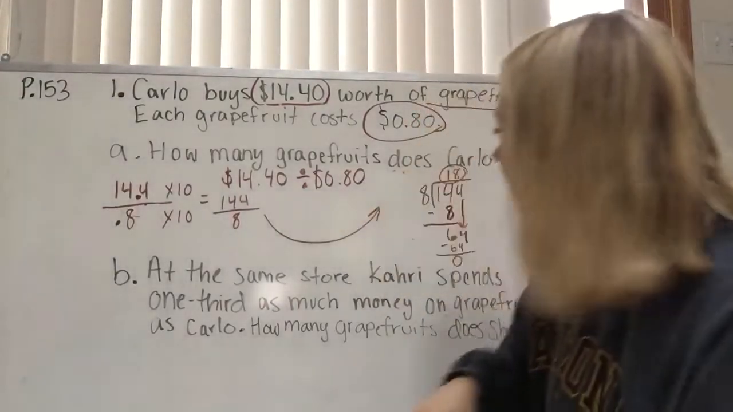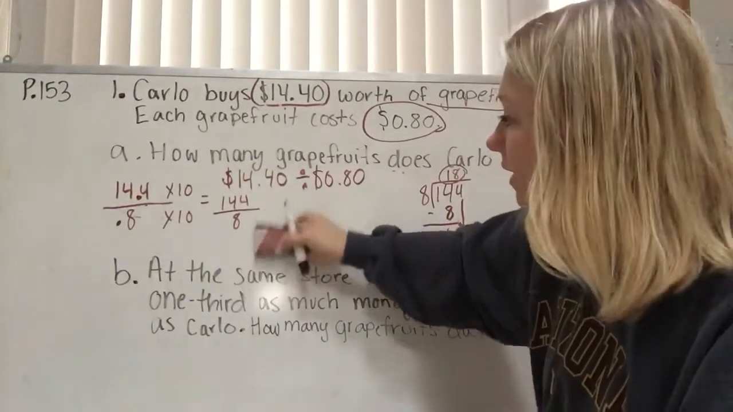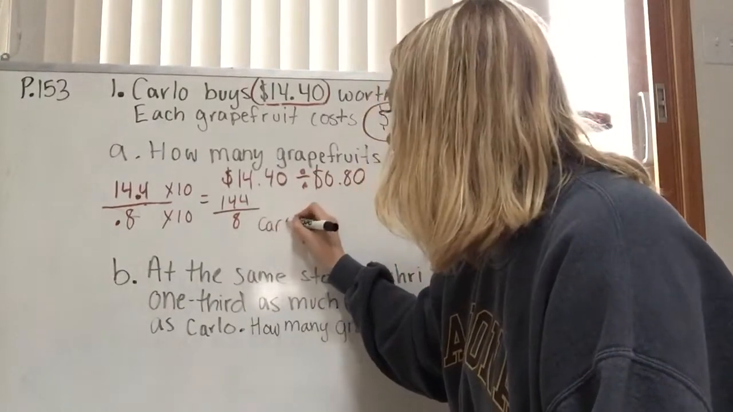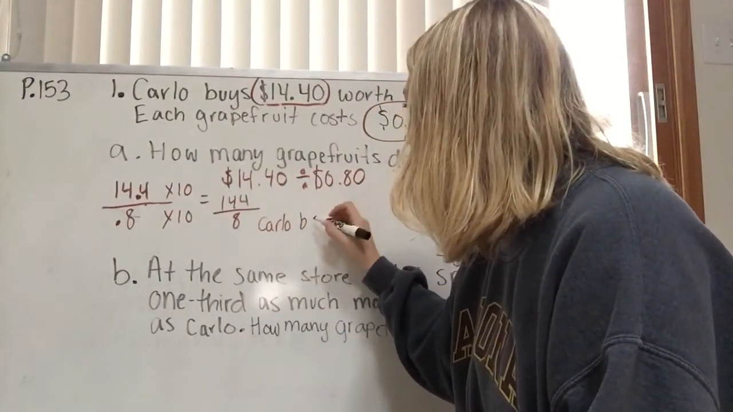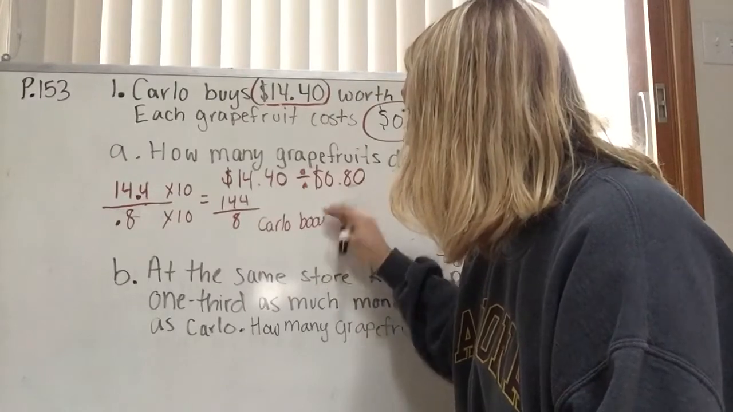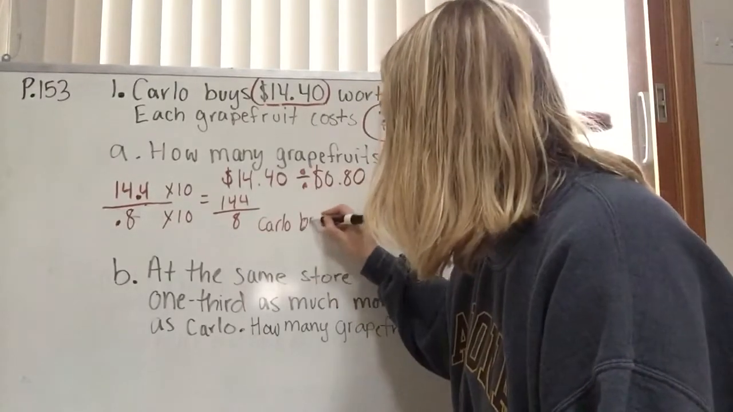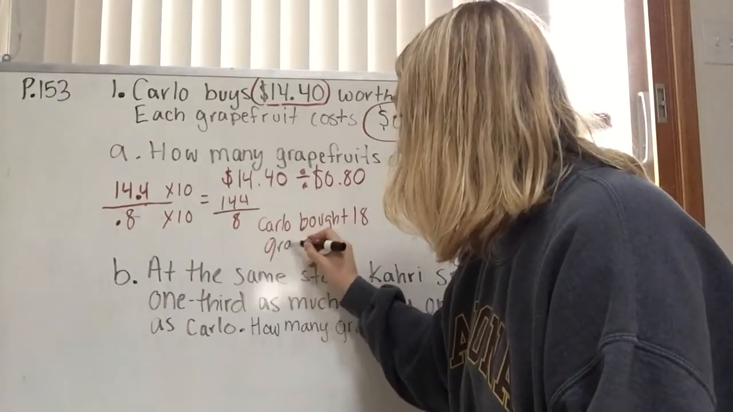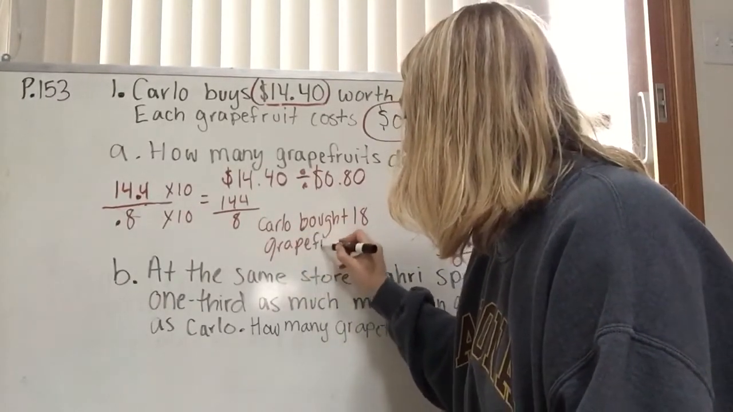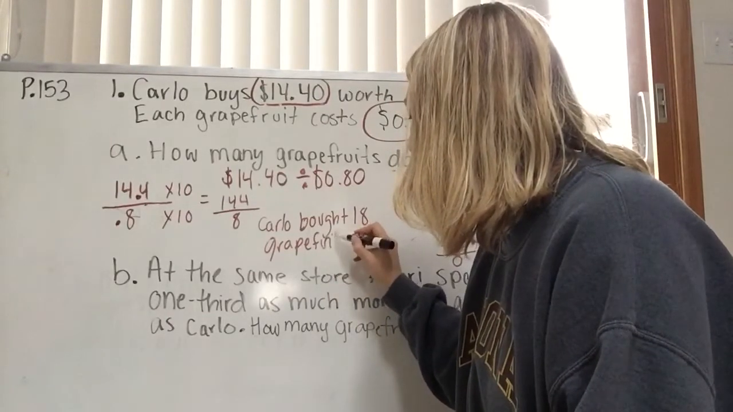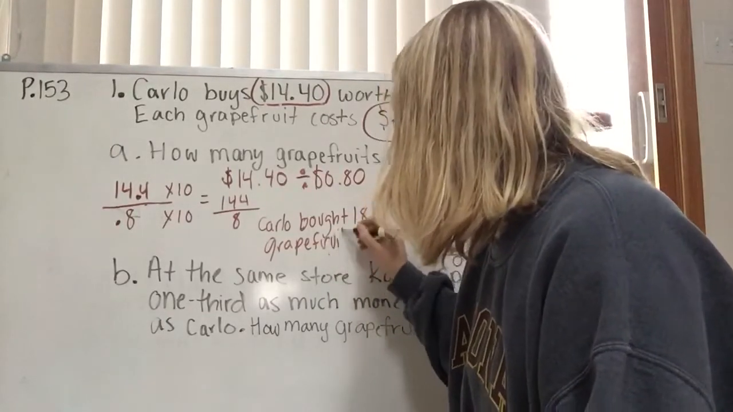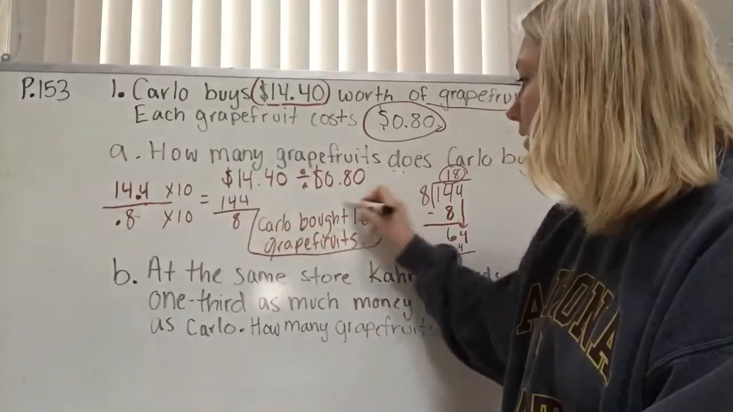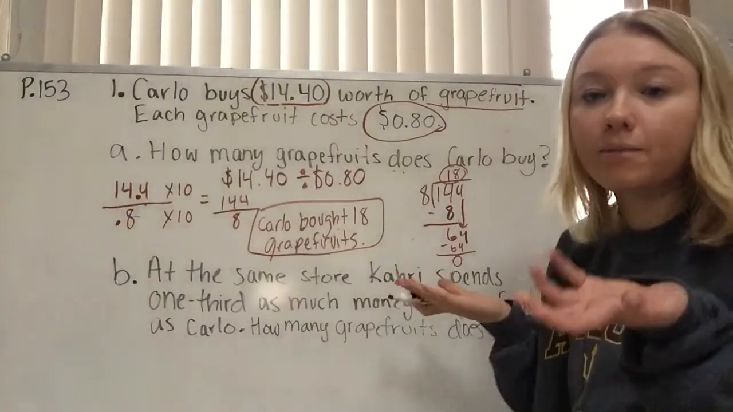And I'm going to go over here and write my little sentence. So in your homework, you'll type in a full sentence, and I'll say Carlo bought 18 grapefruits. It's so weird writing like this. Fruits, period, okay? Carlo bought 18 grapefruits. Now we can move on, right?